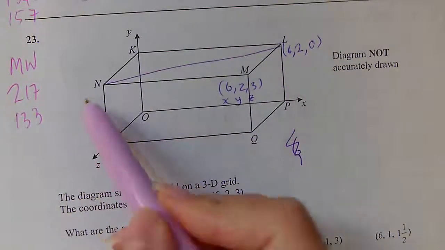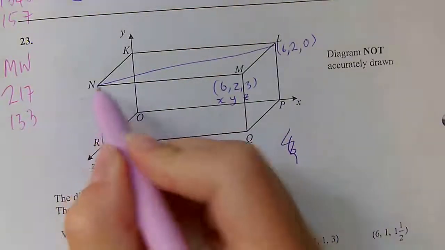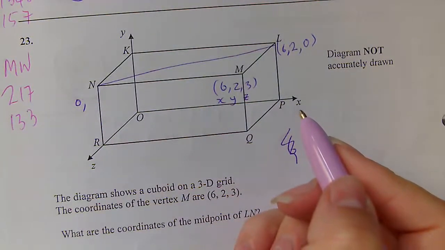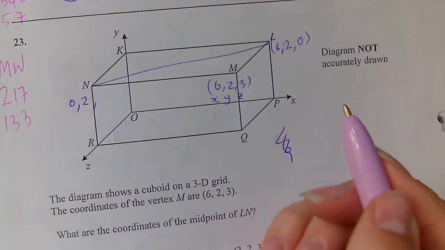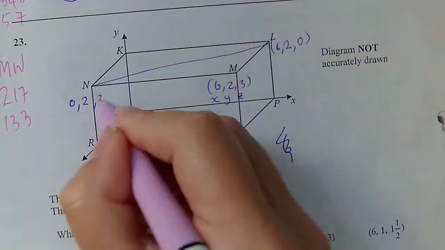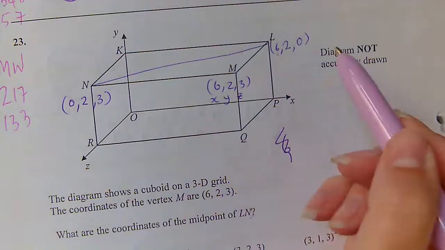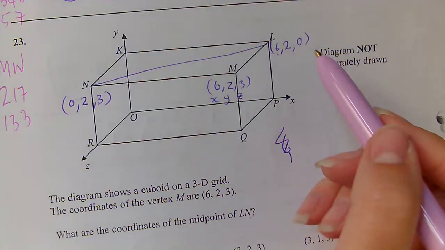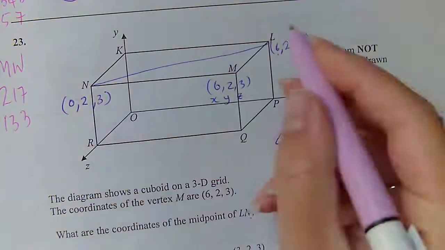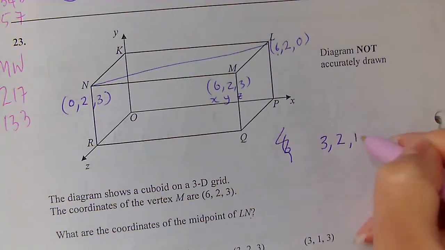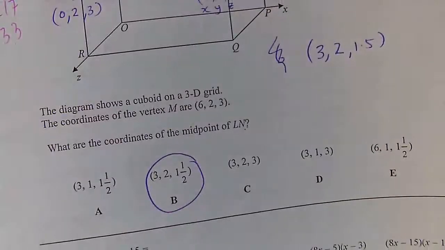Okay, so the coordinates of N, well, the X coordinate of N is going to be 0. The Y coordinate of N is going to be the same height as M, which is 2. And the Z coordinate of N is going to be, because this is a rectangle, we know it's going to be 3. Okay, so now the midpoint of LN is halfway between 0 and 6. If we do the average method, 6 add 0 is 6, and then half it is going to be 3. Then halfway between 2 and 2 is 2, and then 0 plus 3 is 3, half it is 1.5. So we're looking for 3, 2, 1.5, which is here, okay?